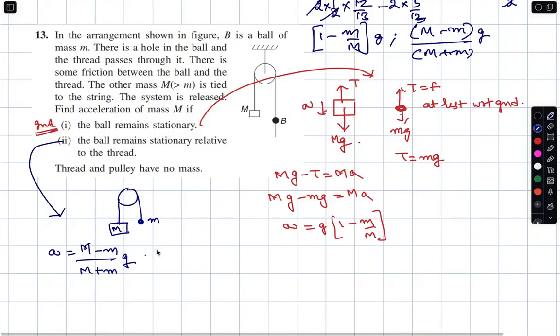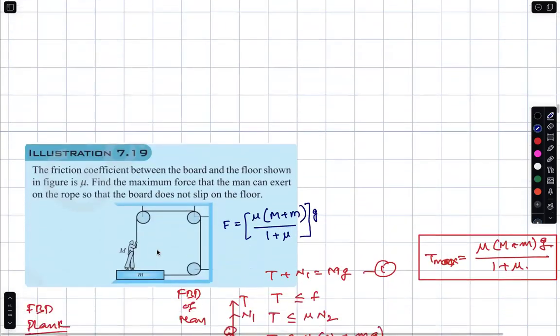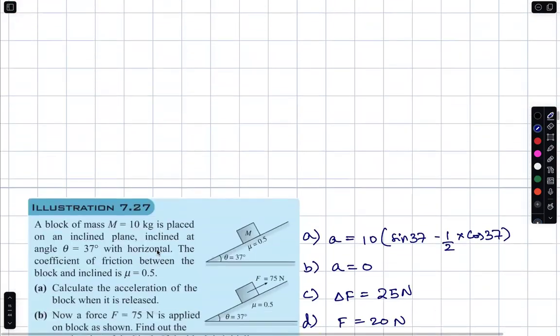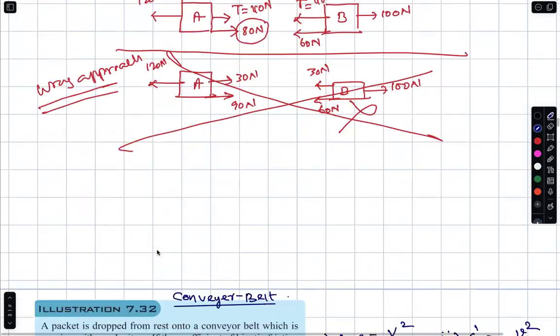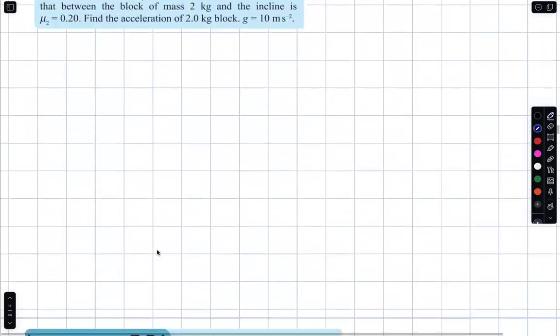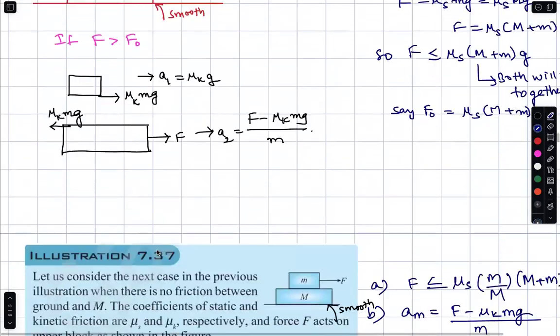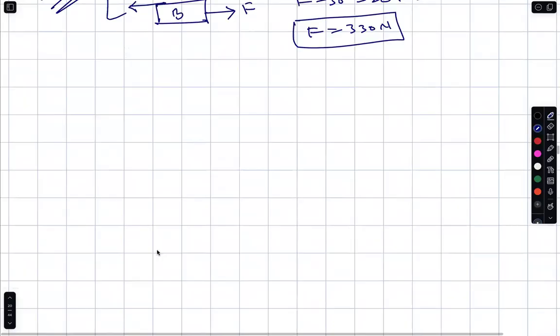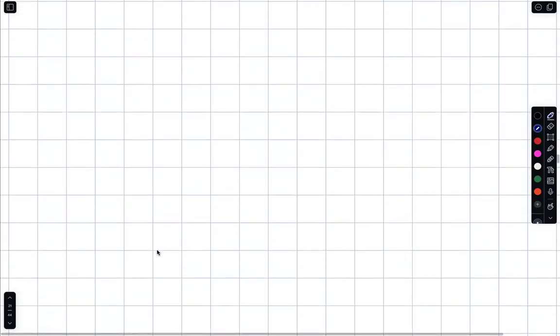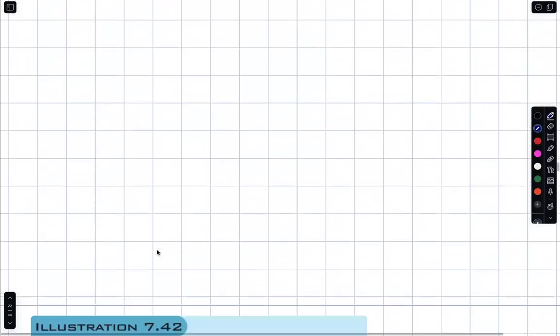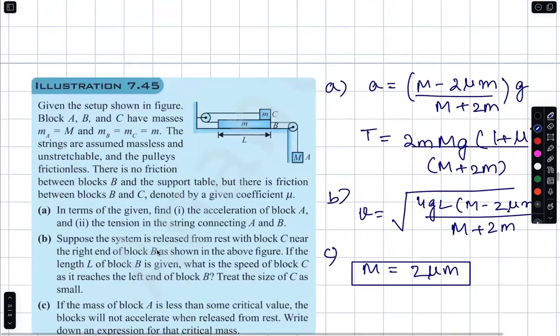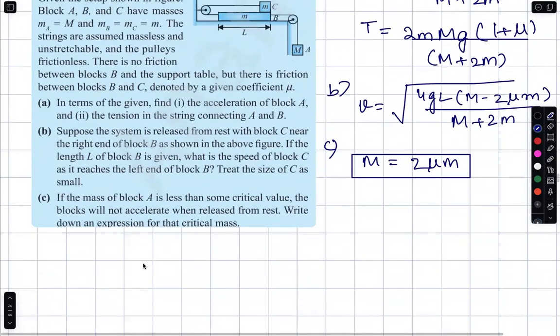Next. Done. All inclines tomorrow. I'll close tomorrow. Inclined, all inclined tomorrow. This I have already taught. A lot of models I have taught. Fine. Yes, this is my problem.